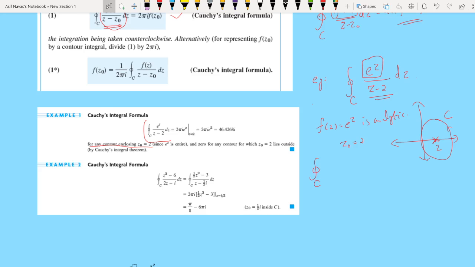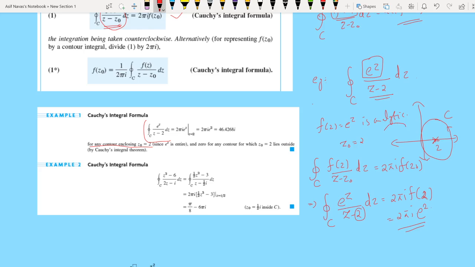Then we can use Cauchy integral formula. What is Cauchy integral formula? Integral over C of f of z divided by z minus z naught dz is equal to 2 pi i into f of z naught. So here the integral over C of e raised to z by z minus 2 dz is equal to 2 pi i into f of z naught. z naught is 2, so this is equal to 2 pi i into e raised to 2. So this must be the answer.